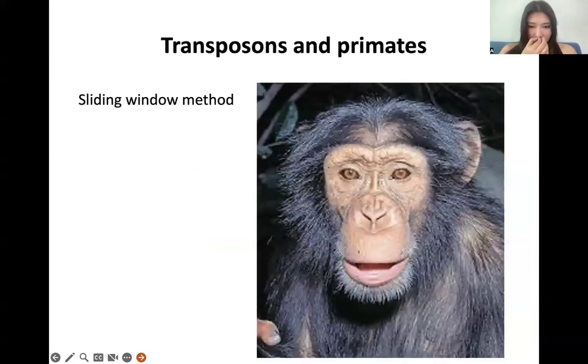The article also touches on the topic of evolution and sequence conservation. Scientists compared MER11 in different primate species and identified conserved regulatory motifs. This resonates with the sliding window method we studied, which is used to find conserved regions in intergenic regions. Such regions are important because they may contain regulatory elements, as is the case with MER11.